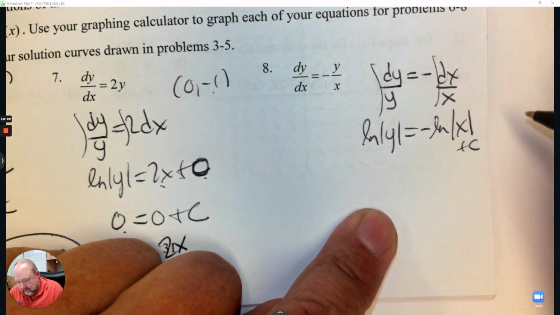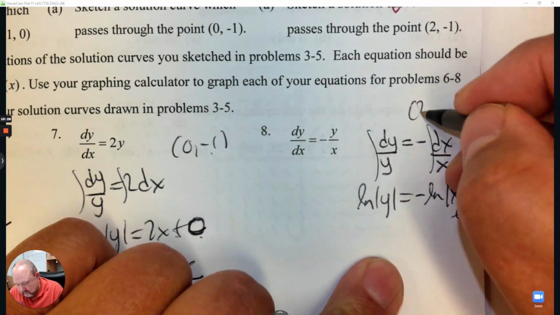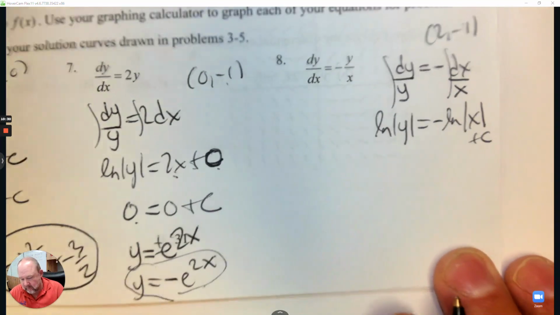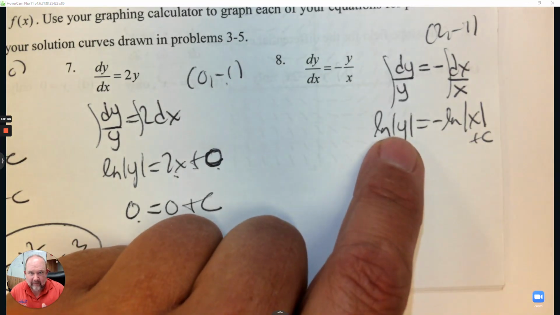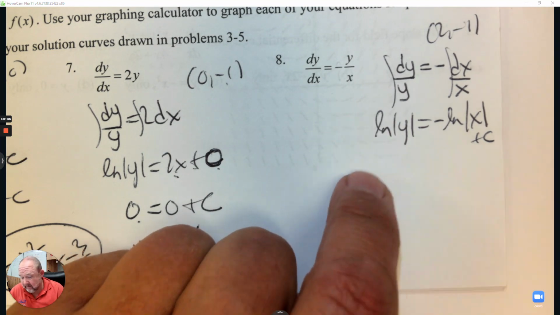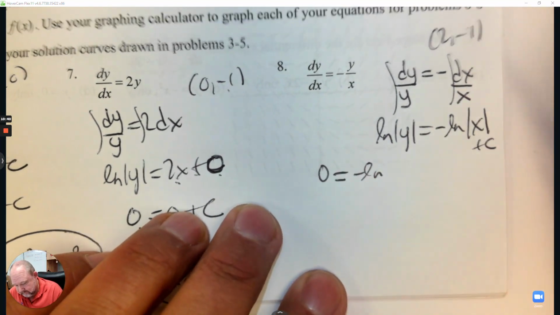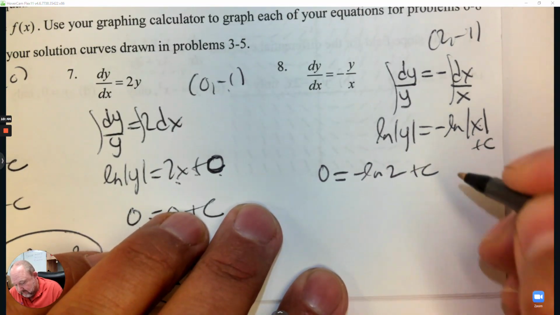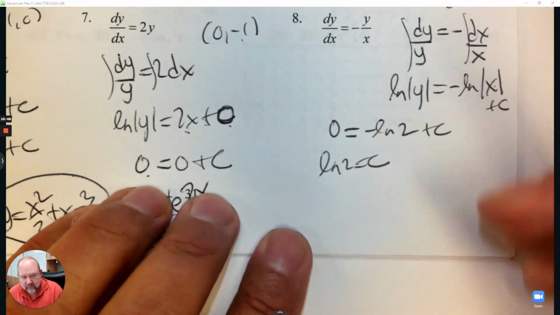Plus c. And then it says plug in, what point? 2, -1. So that means the x is 2 and the y is -1. So again, when I plug in -1 for y, the absolute value of -1 is 1, and then ln 1 is 0. X is 2, so the absolute value of 2 plus c. So then if I add that to the other side, c is equal to ln 2.